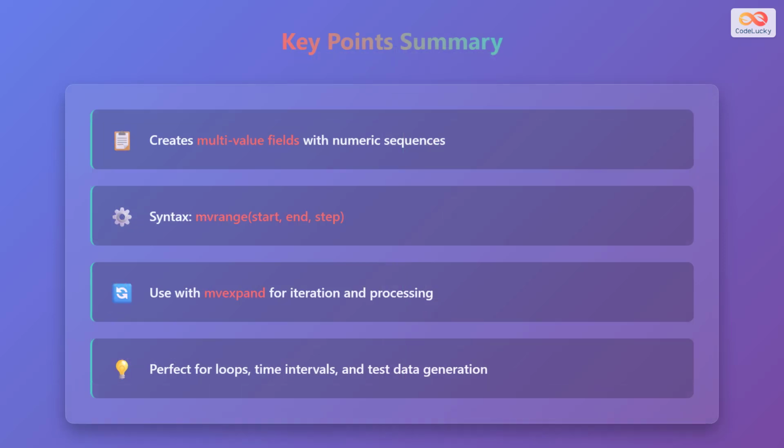Let's summarize the key points about the mvrange command. First, mvrange creates multi-value fields with numeric sequences, giving you structured data for analysis. Second, the syntax is mvrange(start, end, step), where step is optional and defaults to 1. Third, combine mvrange with mvexpand for iteration and processing individual values in loops. Fourth, it's perfect for creating loops, time intervals, and generating test data.